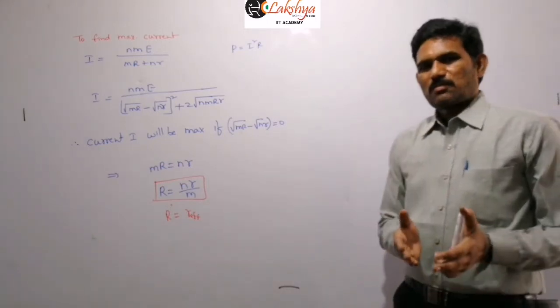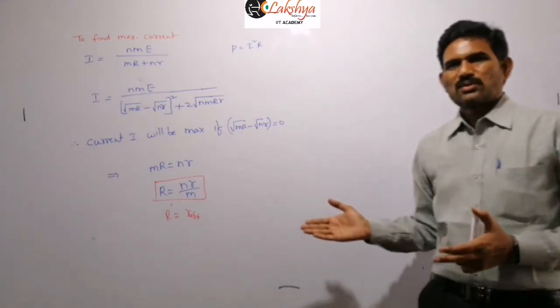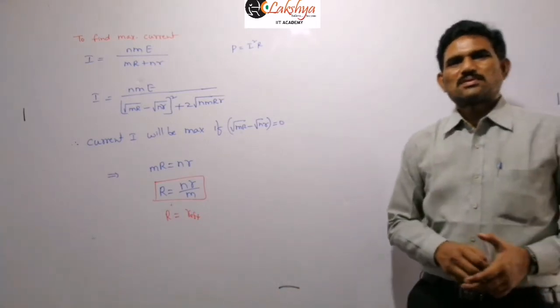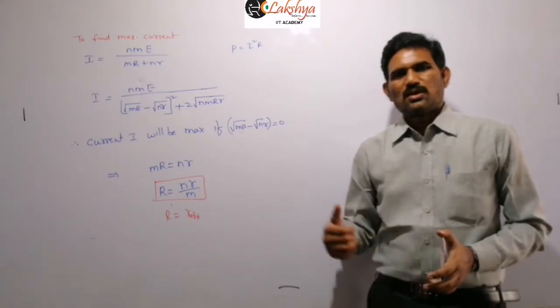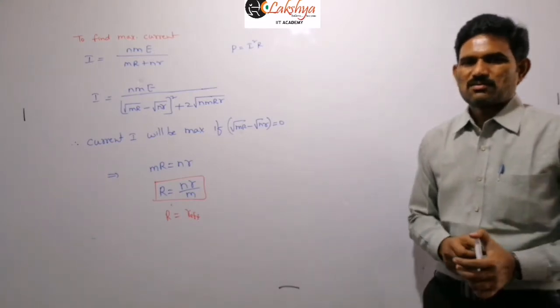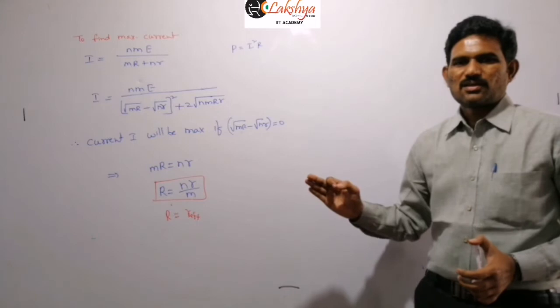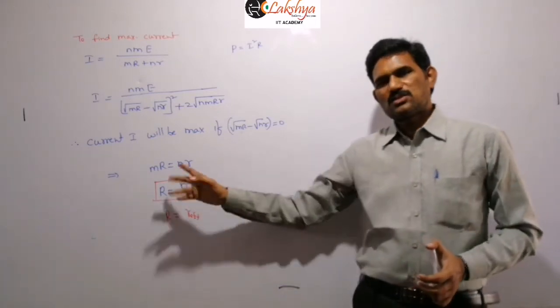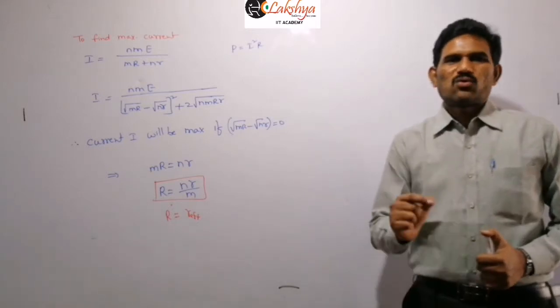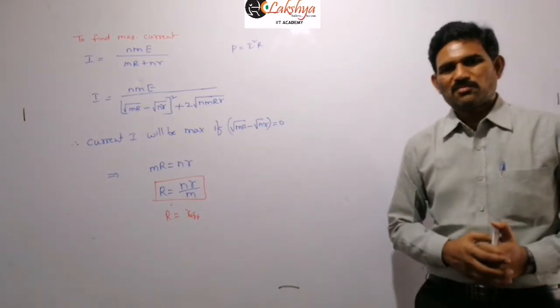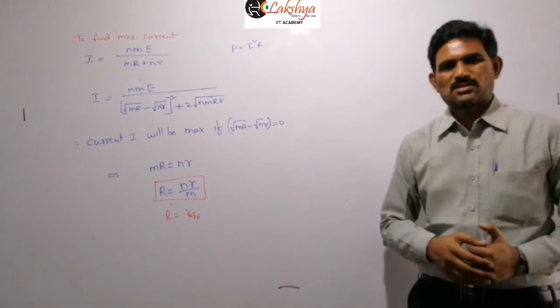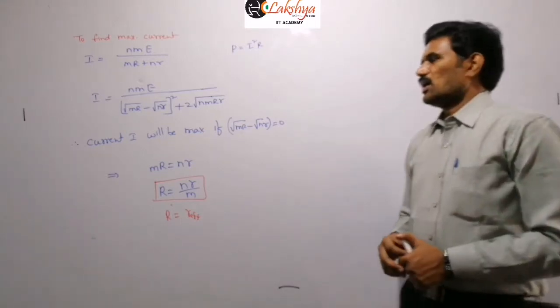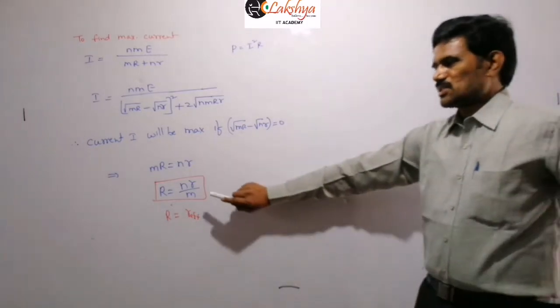And then the maximum power, that means based on this, a lot of previous questions are there both in mains and advanced, based on this maximum power transfer theorem. So understand this clearly. The effective internal resistance in the circuit is equal to external resistance. Then power delivered to the external resistance will be maximum, or current flowing to the external resistance will be maximum, right?